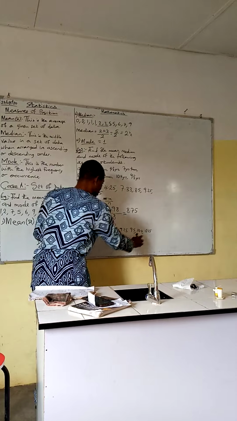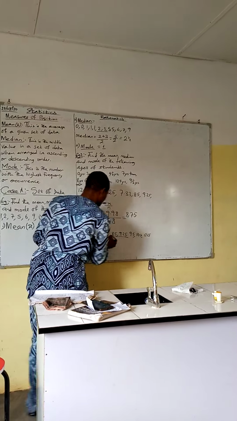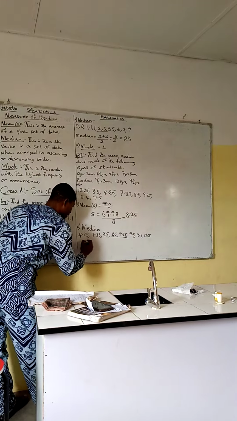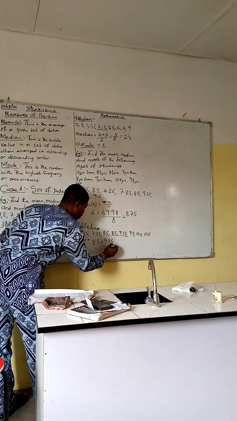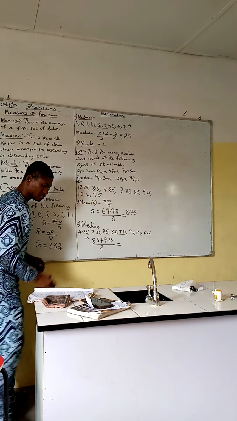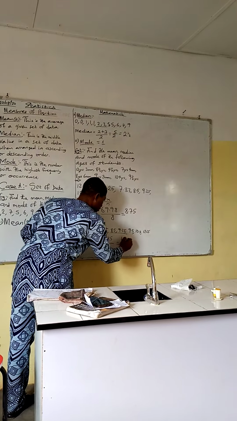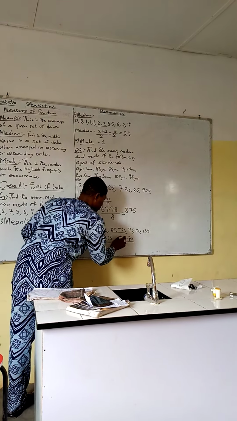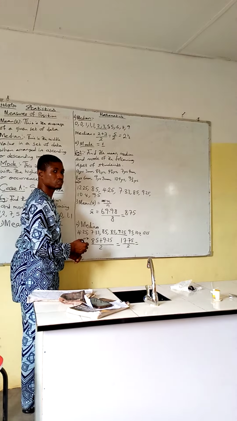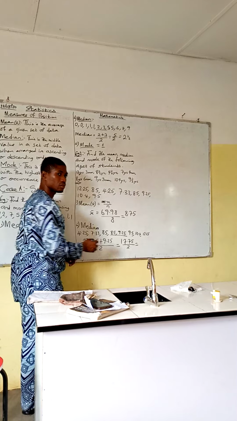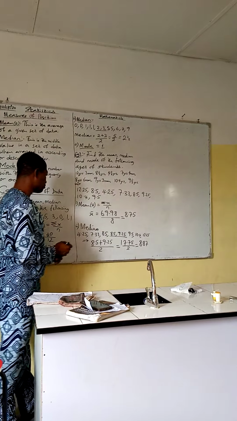Which one falls in the middle? This cancels this, this cancels this, this cancels this. You have these last two in the middle. So my median therefore equals 8.5 plus 9.25 all over 2. Add up, what does it give us? 17.75. You have 17.75 over 2, which gives us 8.87.